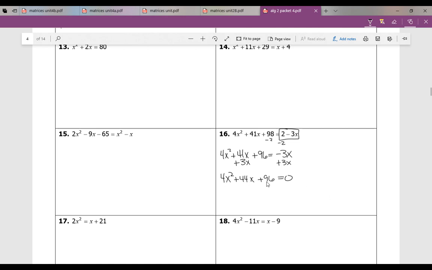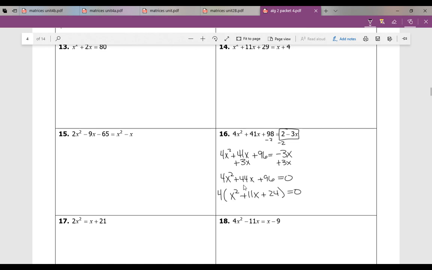One, two, 3 terms. So this is trinomial. I have a number out in front. So the first thing I ask myself, is there a greatest common factor? Because if there is, then all of these numbers are going to get smaller and it's going to make it easier to factor. Can you divide all these numbers by the same thing? Okay, so that's a 4. Y'all agree? So that would be x squared plus 11x plus 24.